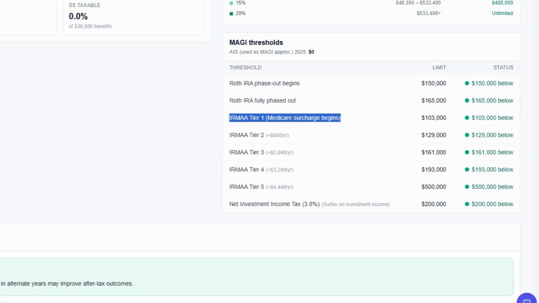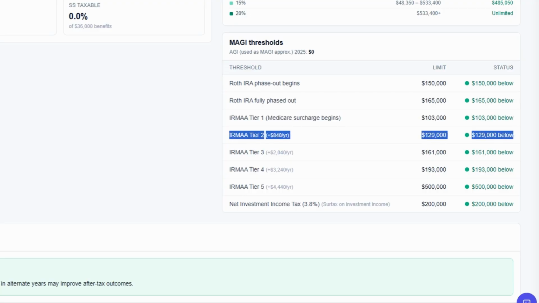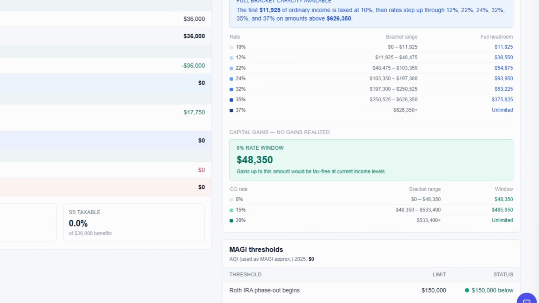IRMAA is a complication that is beyond most people's ability to even understand because it has a 2 year lag. If I break an IRMAA bracket in 2024, I finally feel the pain of that in 2026. How do you take into account an IRMAA bracket when you're using an average tax rate?